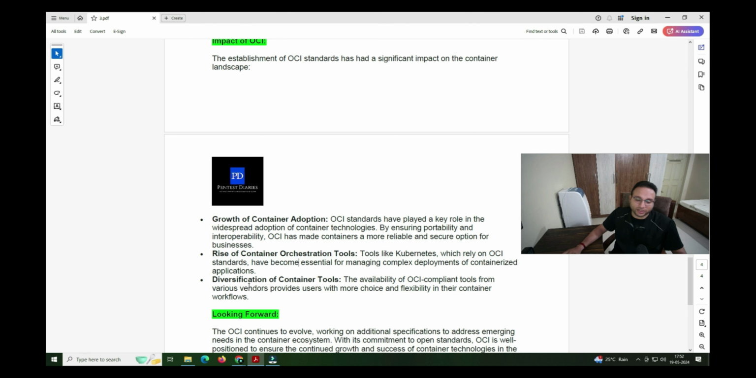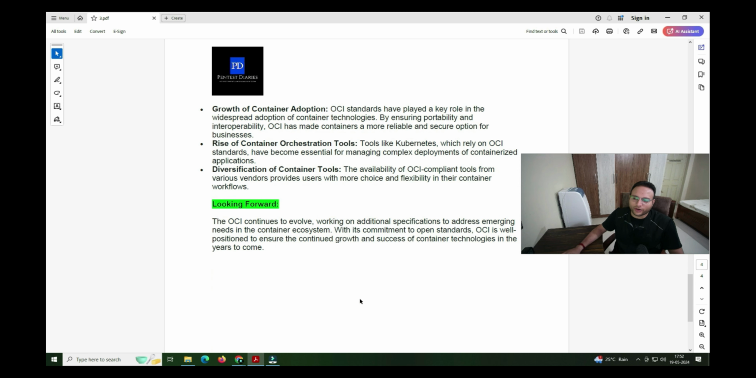Now the diversification of container tools. The availability of OCI compliant tools from various vendors provides users more choice and flexibility in their container workflow. So that's also flexibility. If we are providing it, the user will definitely utilize multiple vendors' container options.